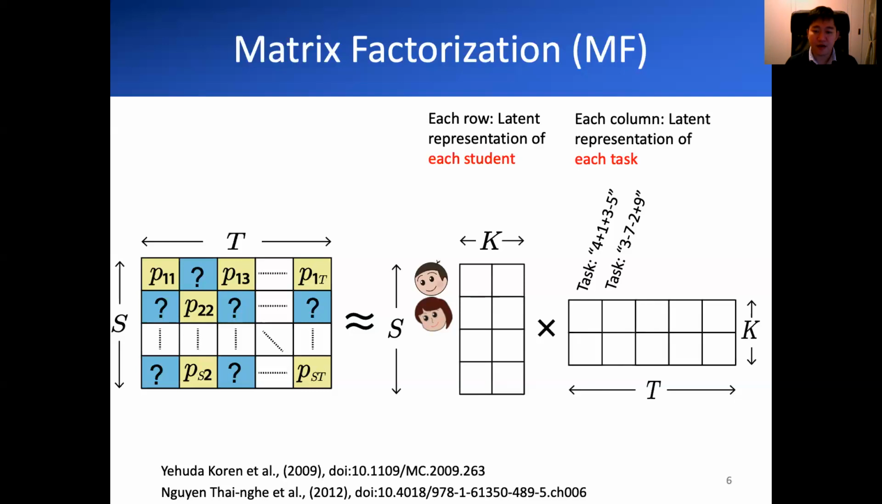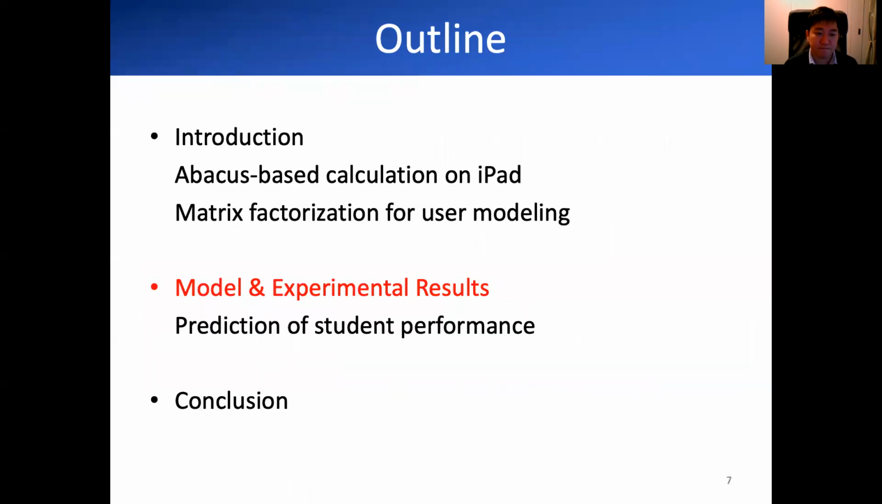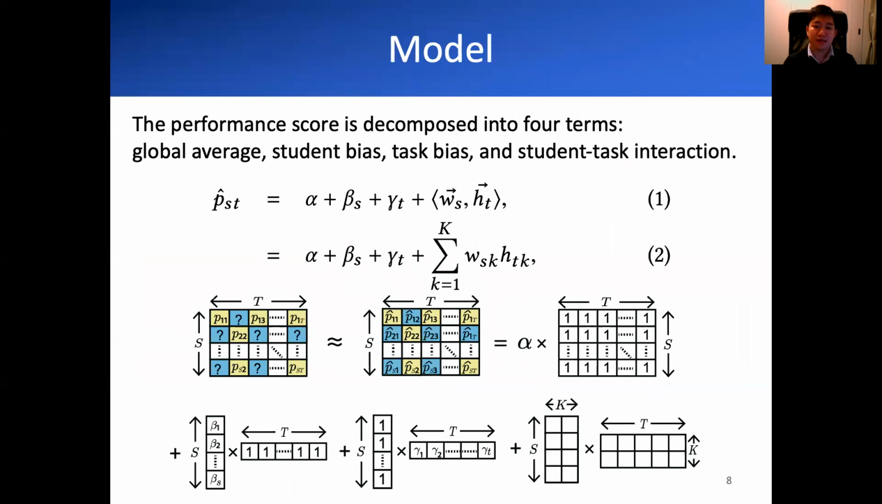The advantage of MF is that it infers a distributed representation for each student and each task without detailed prior knowledge about how to construct the latent features. So next, I would like to move on to the model and experimental results. This is the specific MF model we utilized in this study.